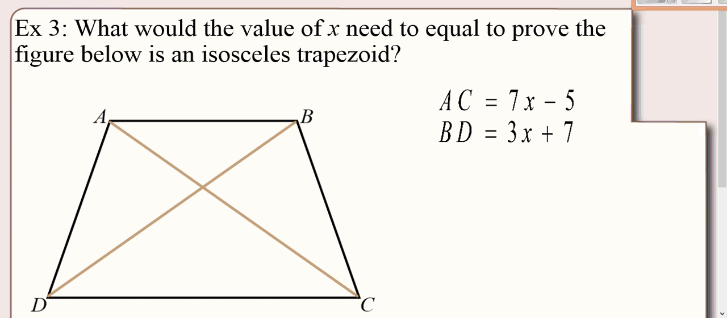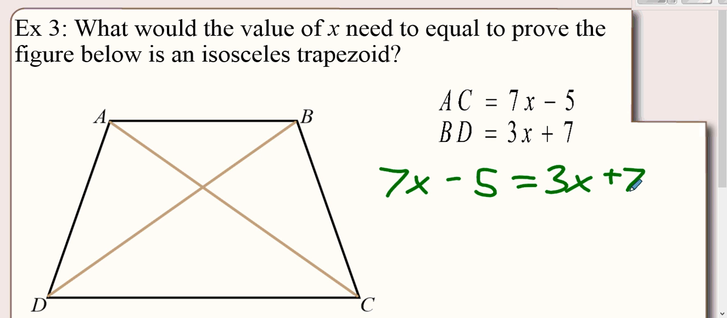So if this is an isosceles trapezoid, AC, they're telling us this diagonal, and BD, that's the other diagonal. One of the properties we said about isosceles trapezoids is that diagonals are congruent or equal. So these are the diagonals. They have to be congruent, which means they have to be equal.